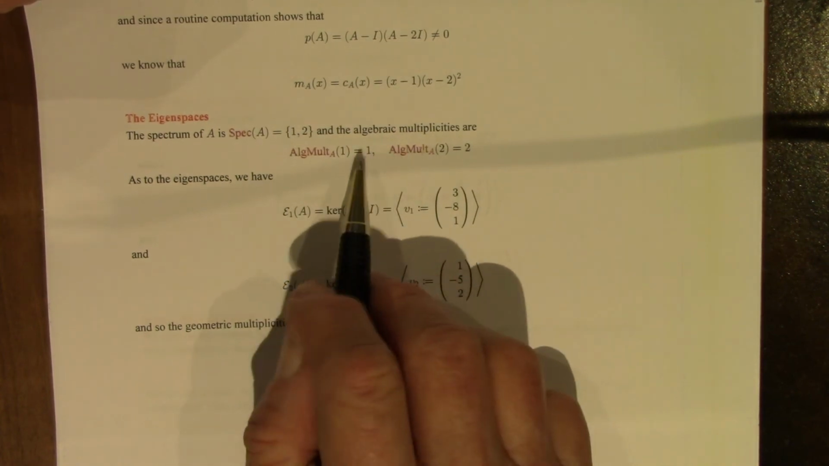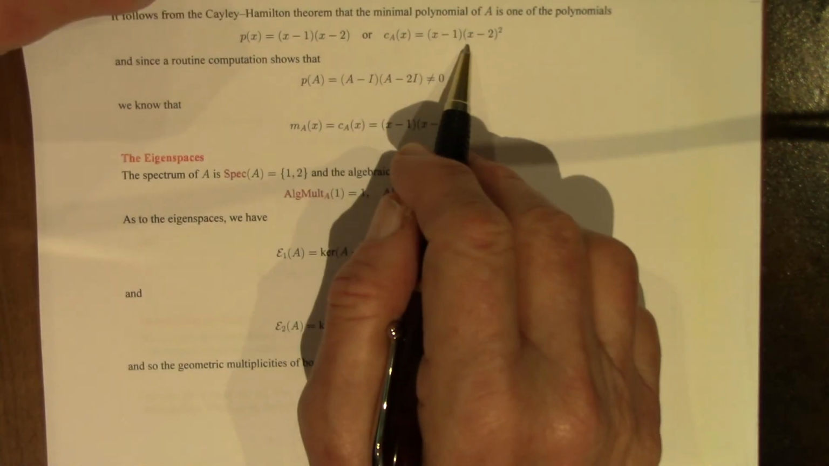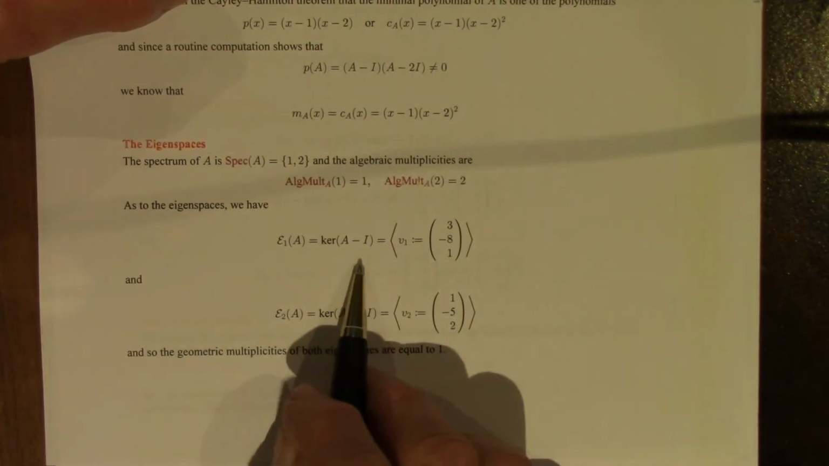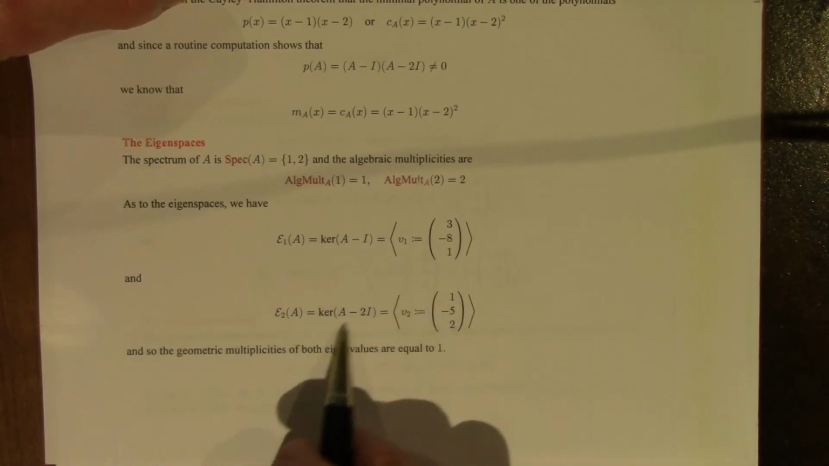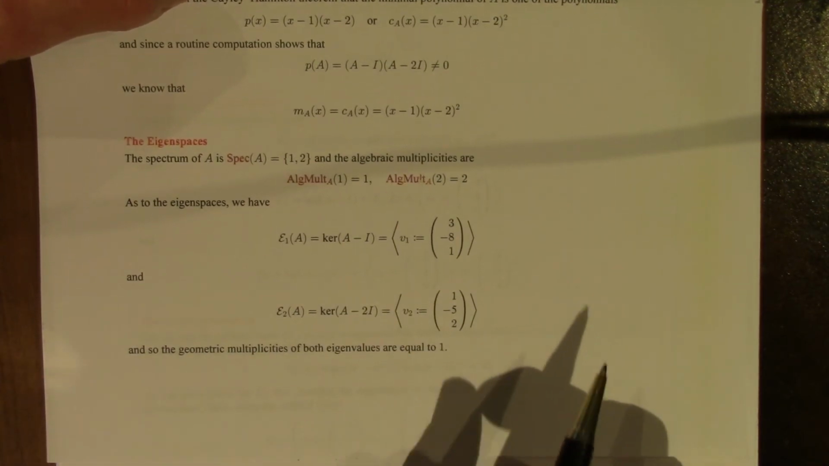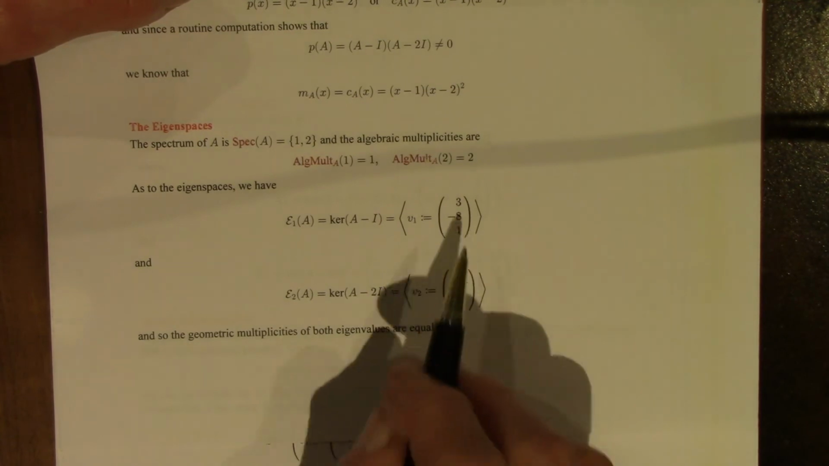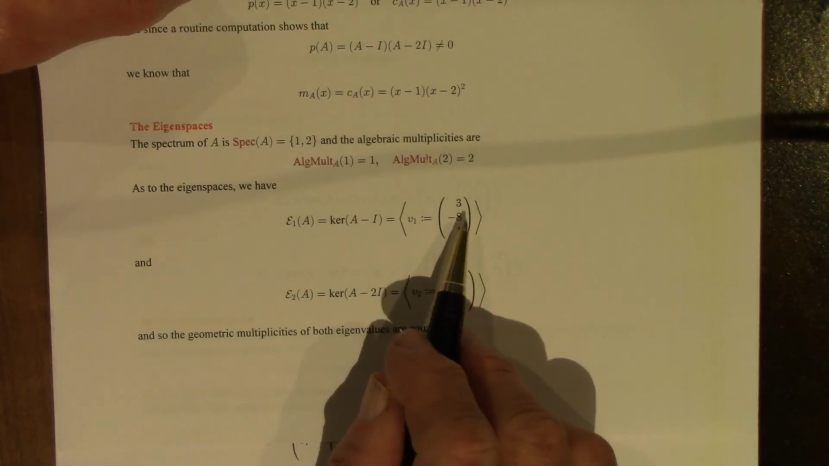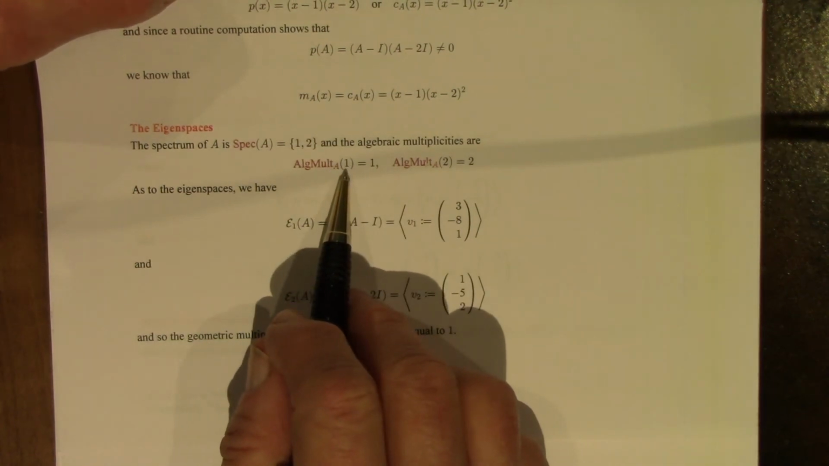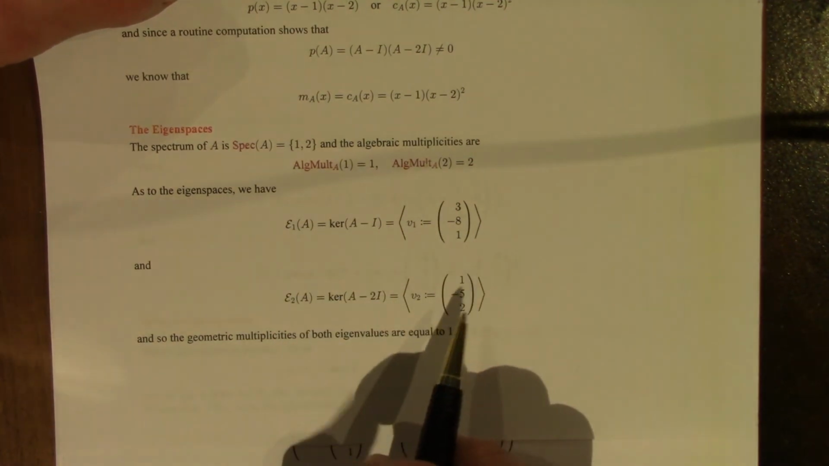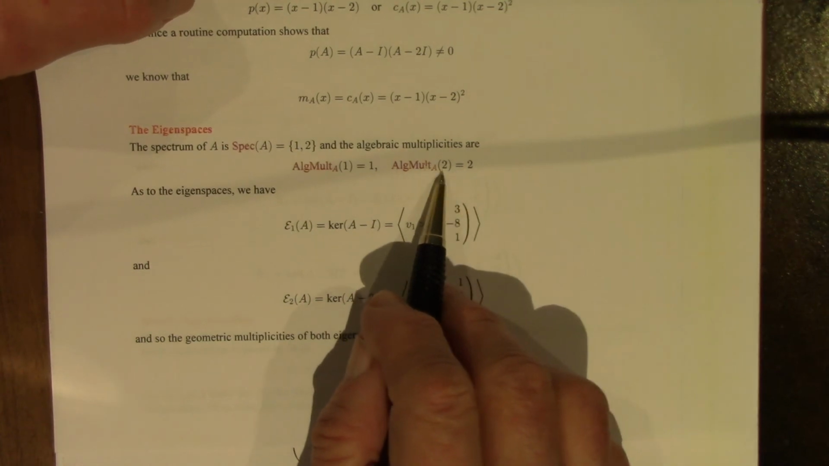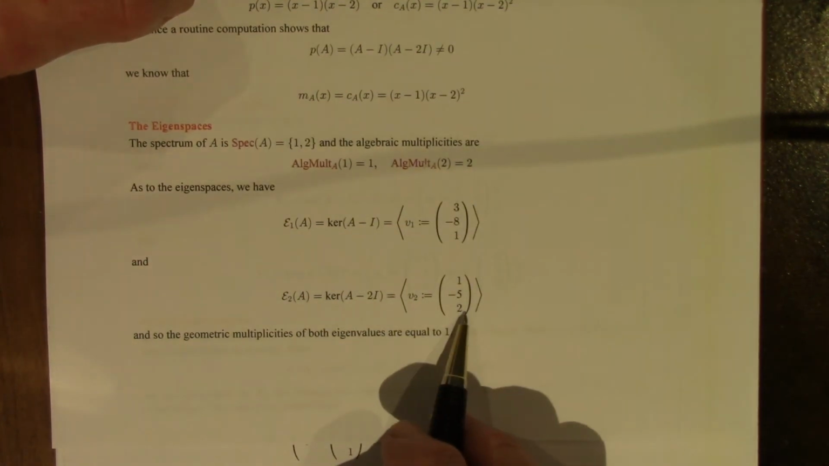The algebraic multiplicities are given here. They're found from the characteristic polynomial. The eigenspaces are kernels, and one can compute that by solving a system of linear equations. And from here we get the geometric multiplicities. They're both 1. So the eigenvalue 1 has the same algebraic multiplicity as geometric multiplicity. It's non-defective. The eigenvalue 2 is defective.